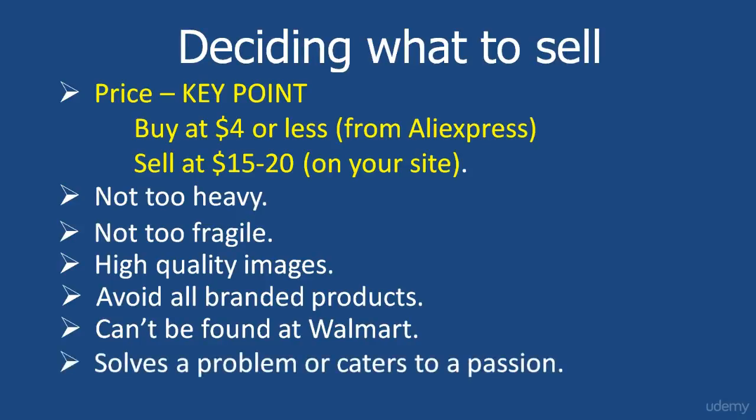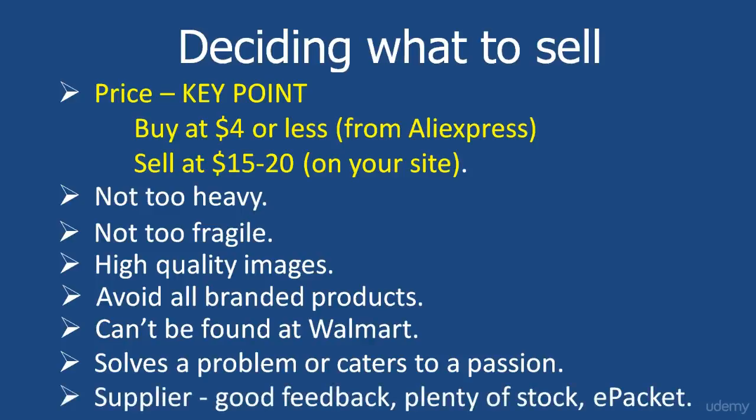Solves a problem or caters to a passion. I've talked about this in previous slides, so I don't want to go over it again, but basically the products that you will sell the best either solve a problem or they cater to a passion. And the last thing is the detail of the supplier. The supplier needs to be a good supplier. That may seem obvious, but basically what you need to do, and on AliExpress they make it very simple, is see whether they've got good feedback from other people that have bought from them, whether they've got plenty of stock. And for me, importantly, do they provide ePacket?